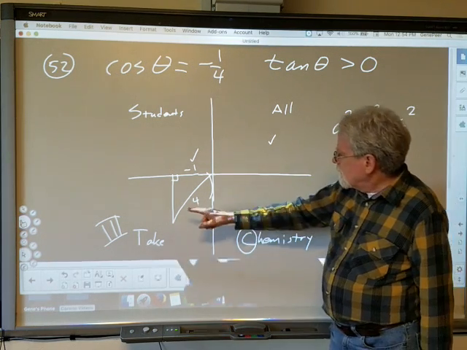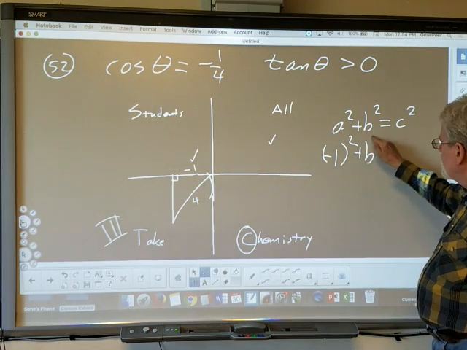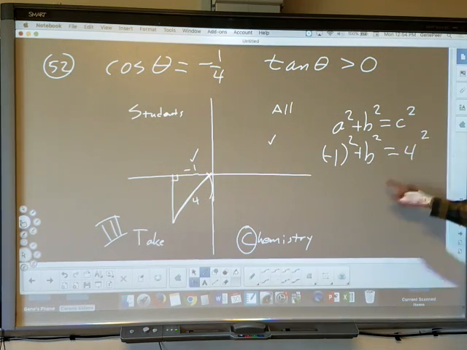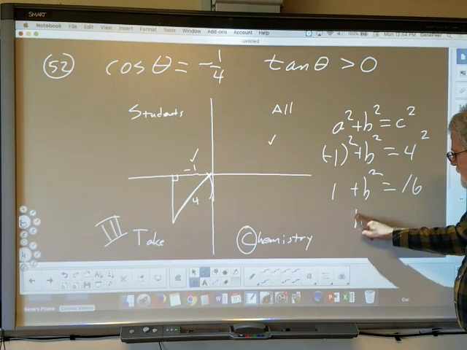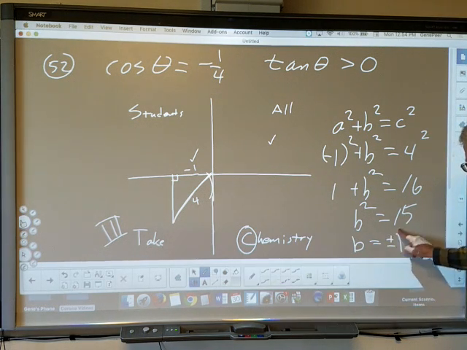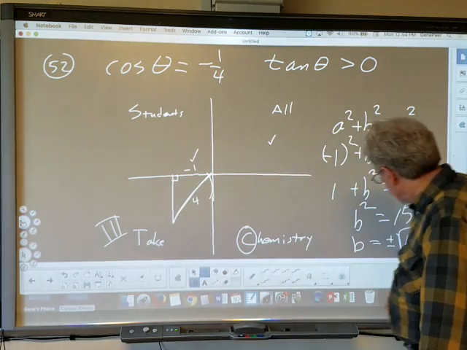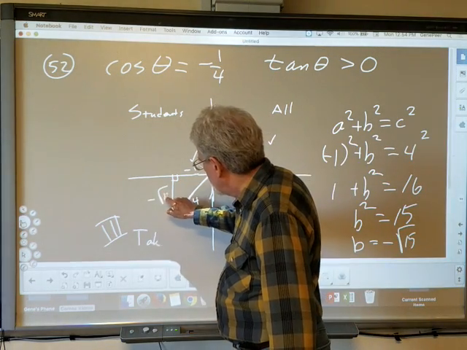So our a and our b values are negative 1 and the unknown. So we have negative 1 squared plus my unknown squared equals c, which is always the hypotenuse, squared. Of course, that's going to be 1 plus b squared equals 16. Subtract 1, b squared is 15. Take the square root, b is plus or minus square root of 15. Of course, we don't have to worry about plus or minus. We already know that this value is negative, so it's strictly negative square root of 15. The positive makes no sense in this context. So we got a negative square root of 15.